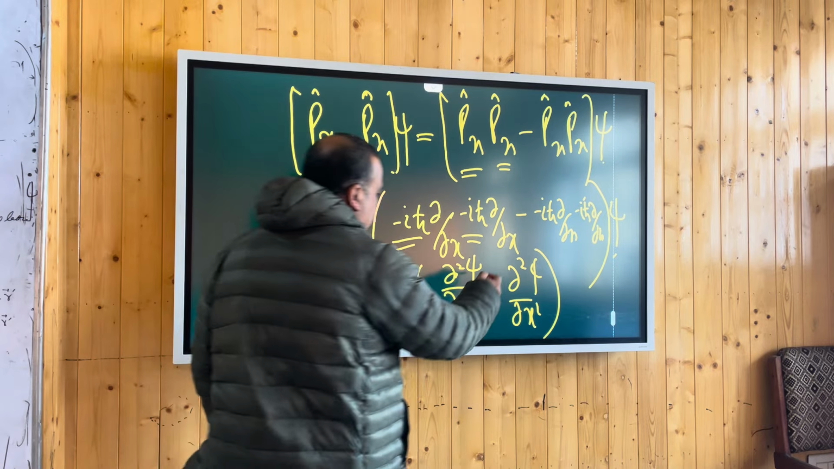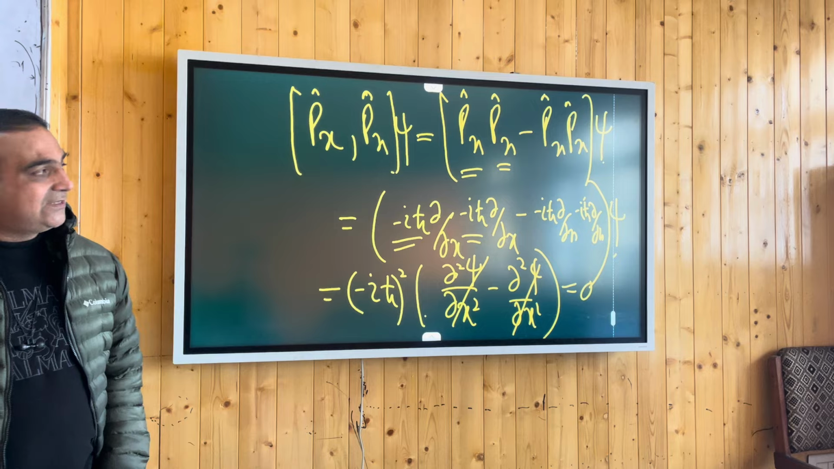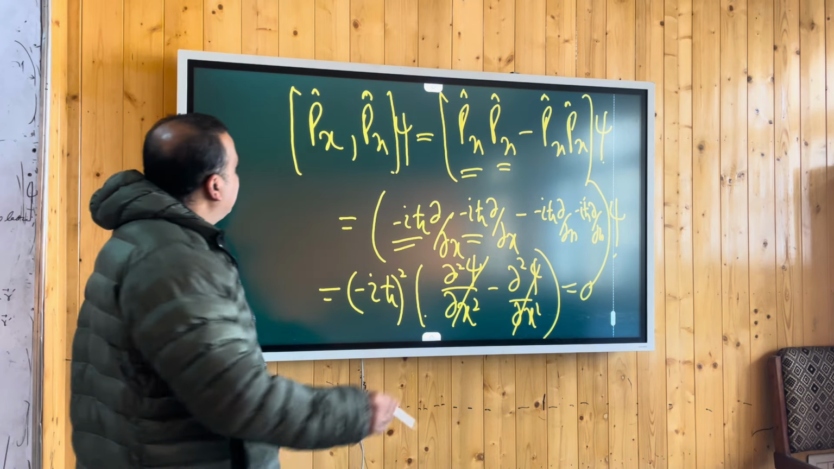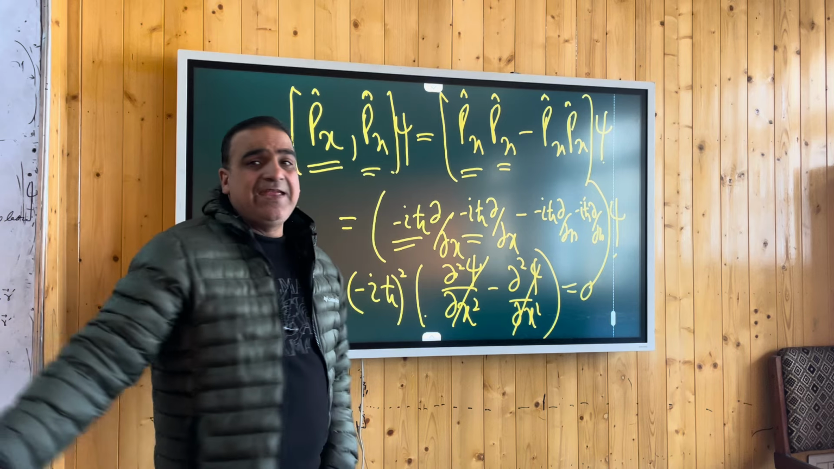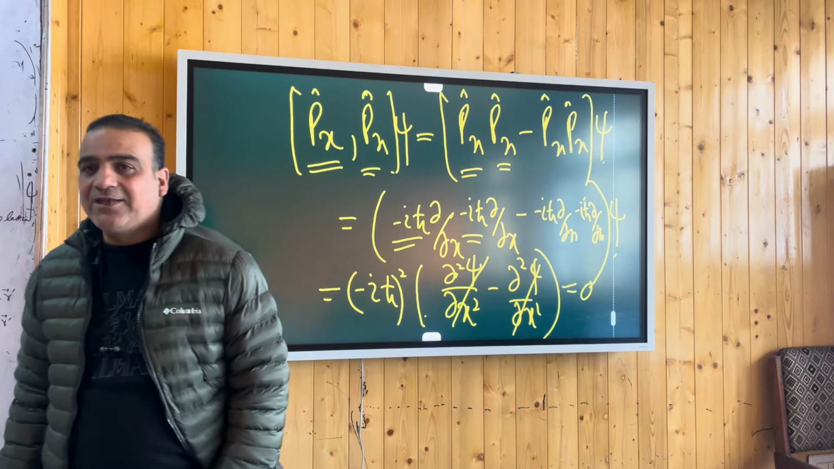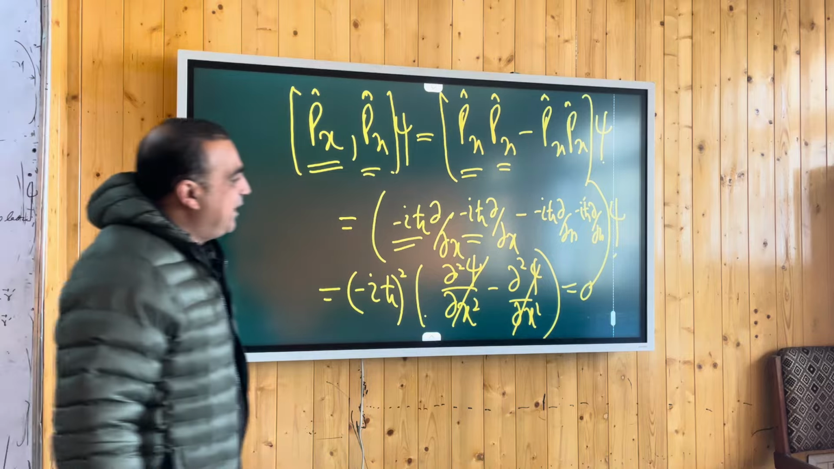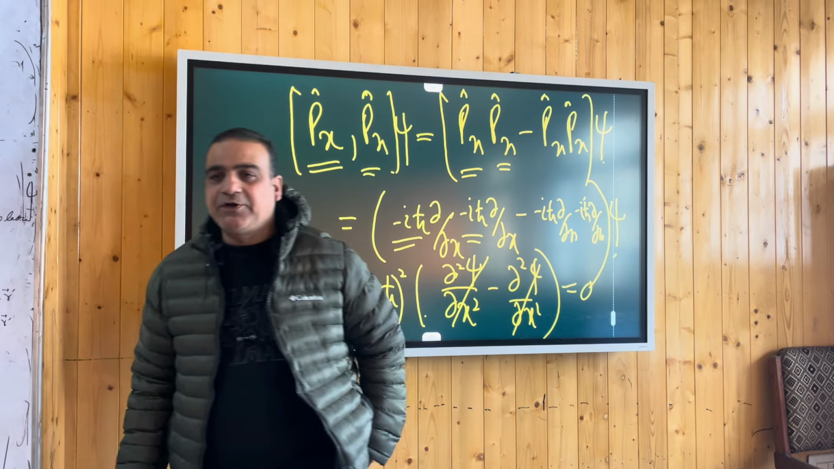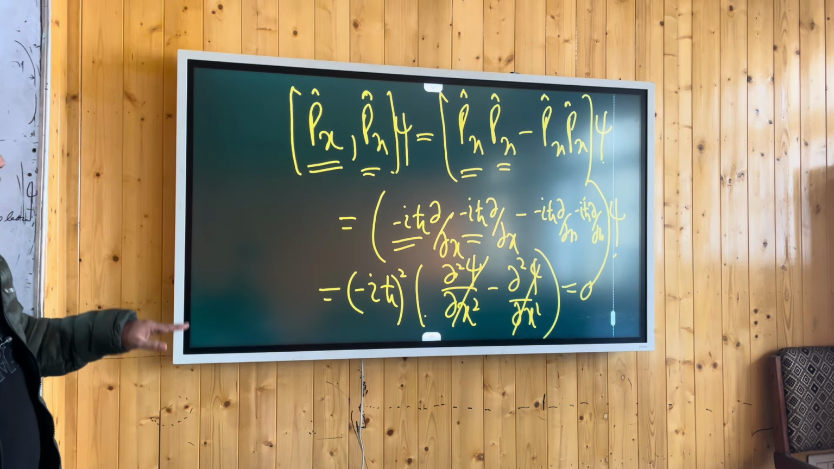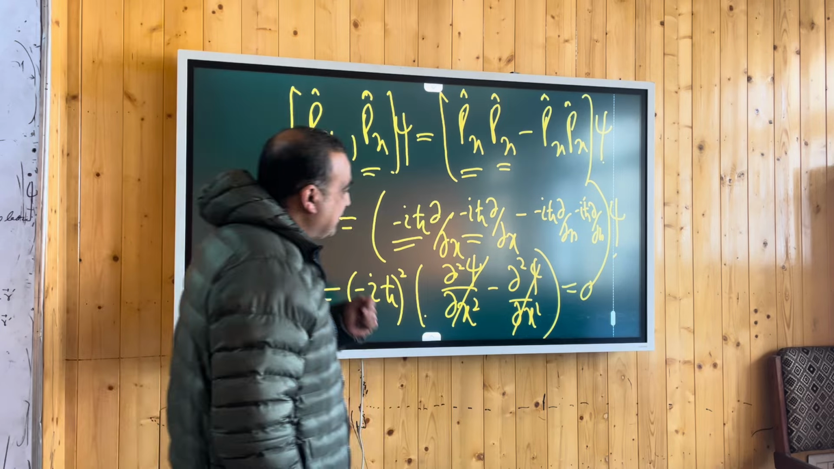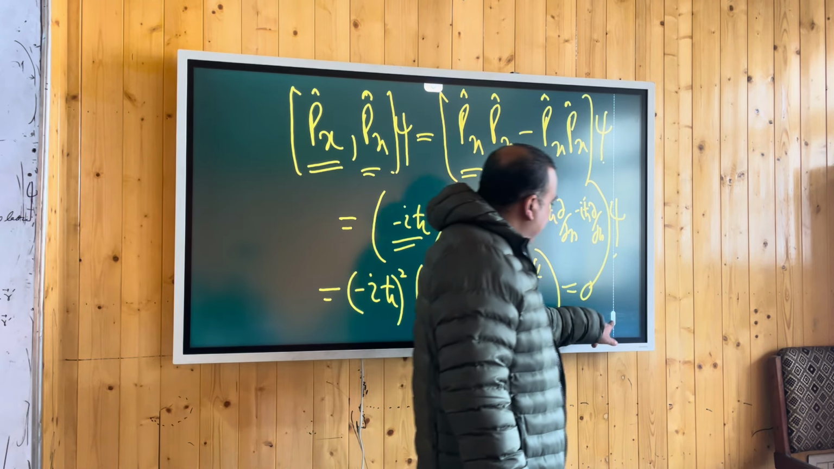These 2 terms will cancel, so you'll get 0, and you realize immediately that the linear momentum along the same coordinate exactly commute with each other. You can exactly calculate them. Nature does not put any constraint in calculating the two linear momenta along the same coordinate. Is this clear?